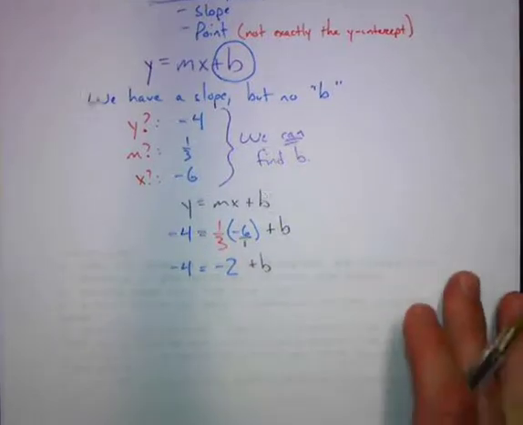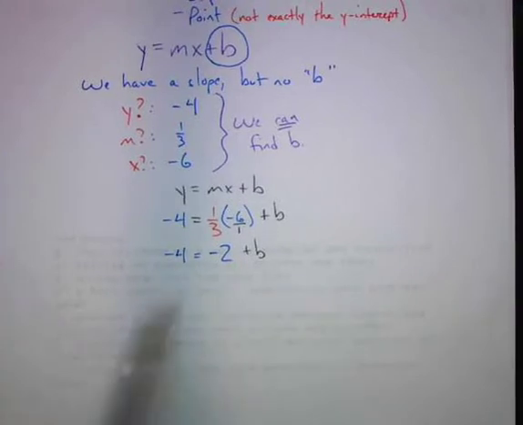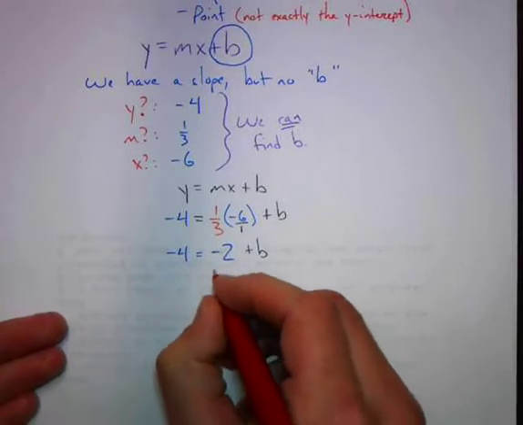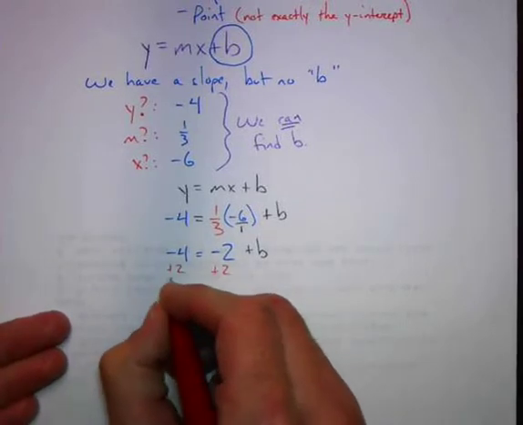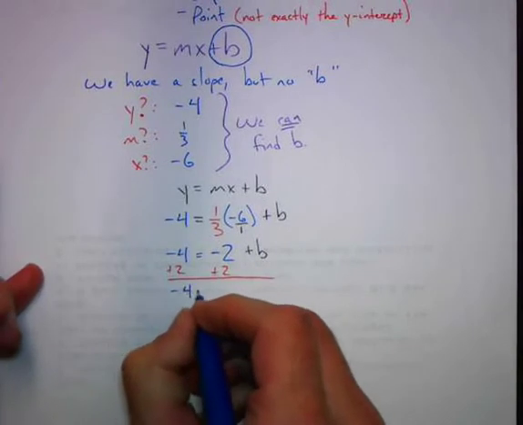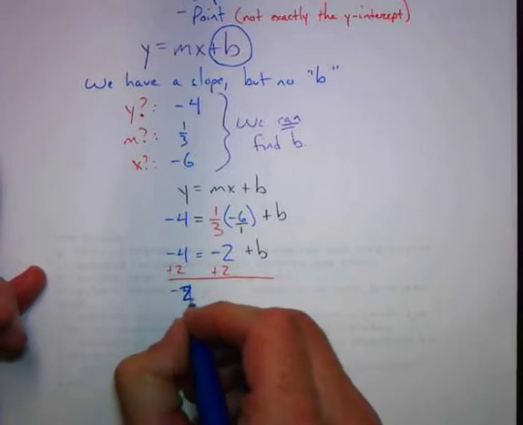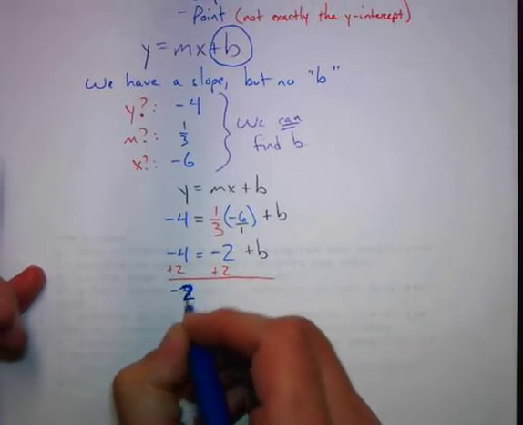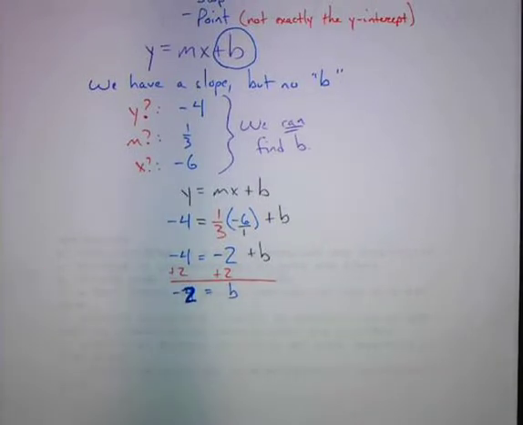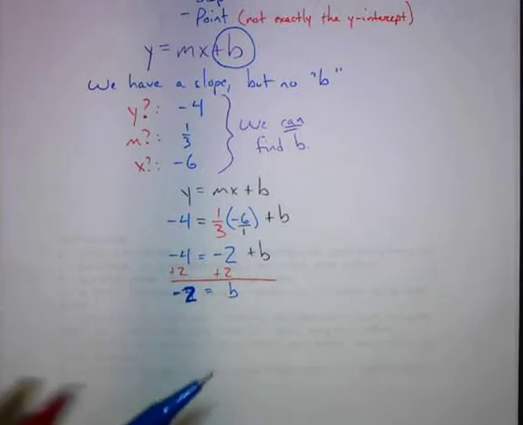Now what we can do is solve for b. So we did our number crunching to get -4 equals -2 plus b. Let's solve for b. To get b by itself, we have to undo this -2. And we undo that by adding 2 on both sides. And then we will find out, I made a mistake, that's what we'll find out. -4 plus 2 is -2, not -4. -2 plus 2 is 0. b is by itself. We now have our b. Okay, so we found b to be -2.